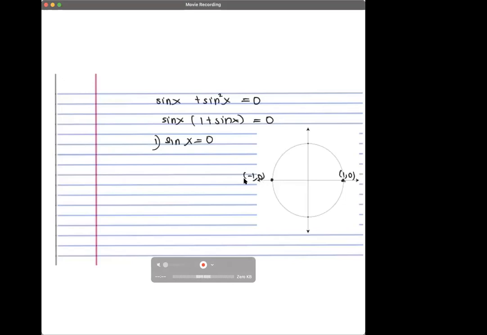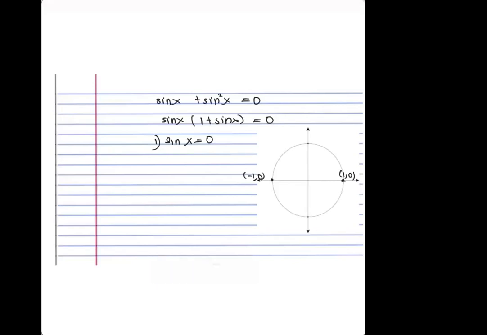All right, so those are the two places where the sine is 0, which means where the y value is 0. That's going to be the case when x is 0, and then in the second case, when x is equal to pi, or 180 degrees. So our two answers are x equal to 0 and x equal to pi.